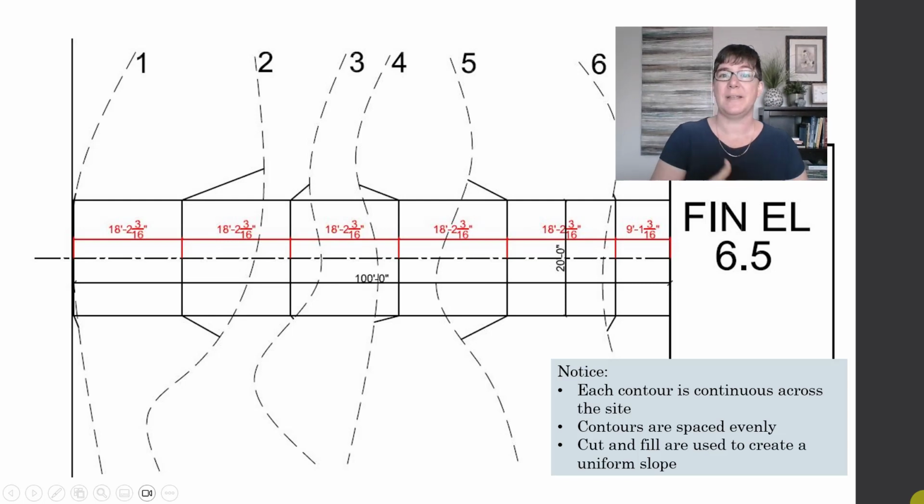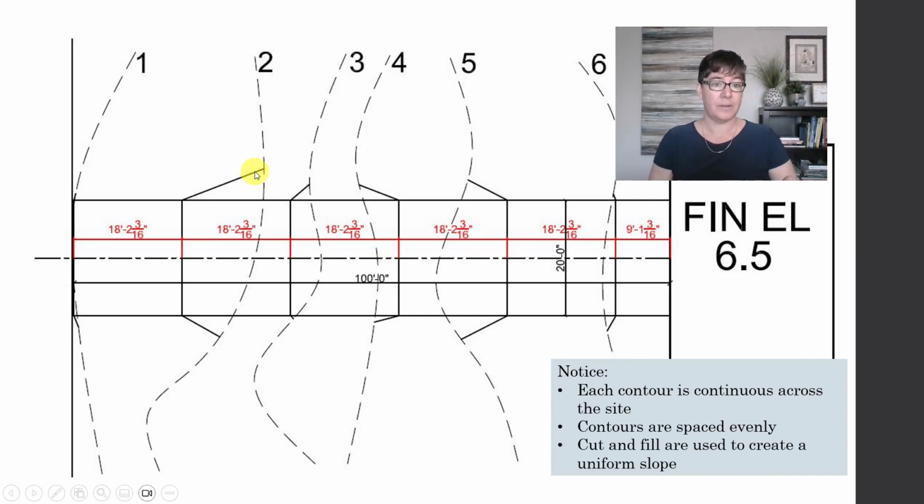Let's zoom in and take a closer look at our example here. Notice, here's our new modified contour. They are drawn in solid lines where the existing ones are drawn in dashed lines. Each contour is continuous across the site. Here's one as it goes all the way across the site. Our new modified contours are spaced evenly. That's what gives us that uniform slope. And cut and fill are being used to create that slope.